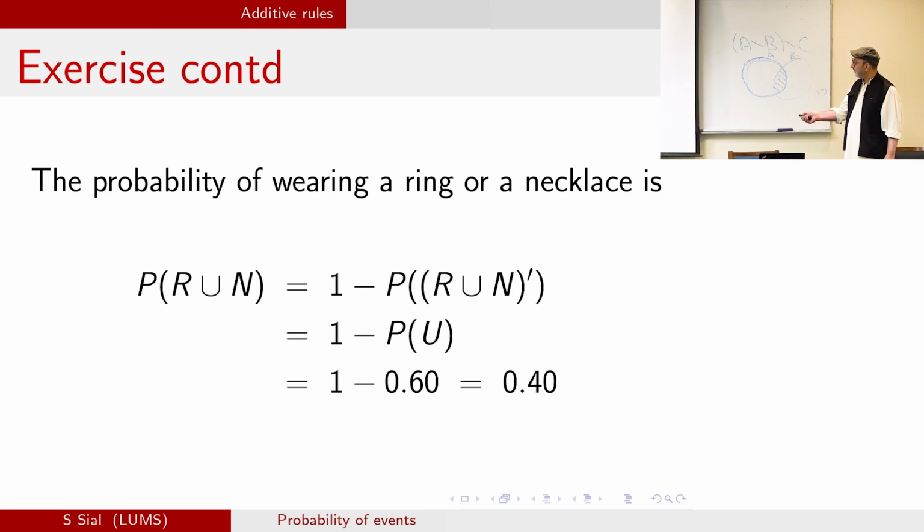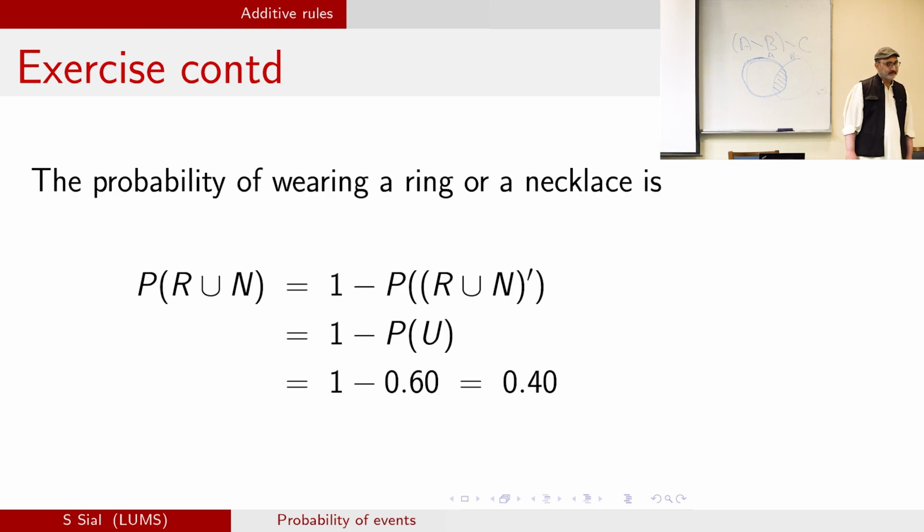Okay? Well, what's R union N? That's the set of people who are not wearing a necklace and who are also not wearing a ring. Well, that's what I called U. So it's 1 minus the probability of U. Oh, but what was U? We were given that U was 60%. So the probability that the student is wearing a ring or a necklace is 40%. Okay, so that's a simple problem using our ideas.